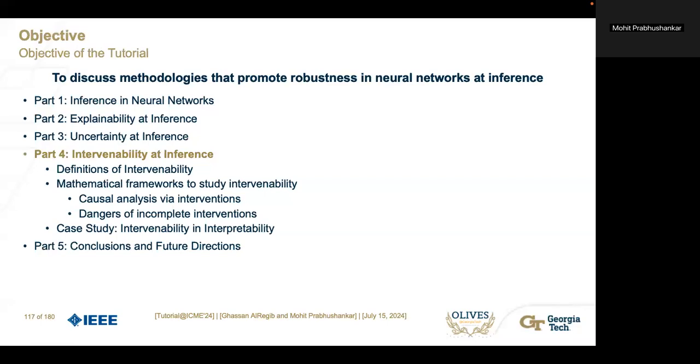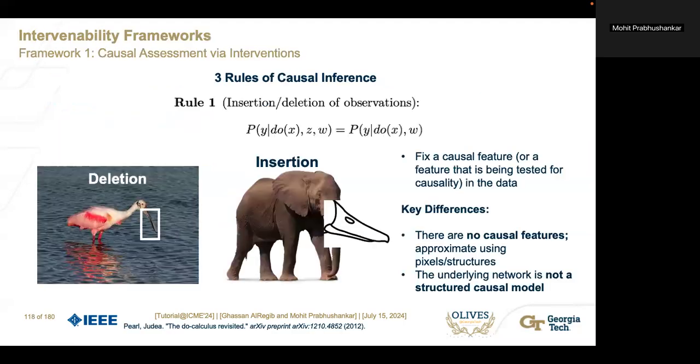Now, let's talk about certain mathematical attributes. One of the reasons that intervenability is hard is because there are not as many mathematical frameworks that allow us to study it. The one that you will all be familiar with is, of course, causal analysis. But causal analysis, as I mentioned before, is easier to understand when it's tabular data and you have a structured causal model, a graph basically between causes. But that is not there within large data sets or within image data sets.